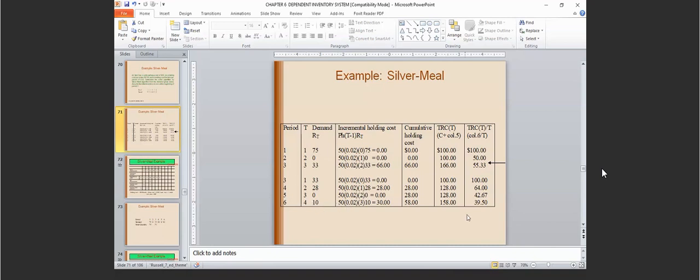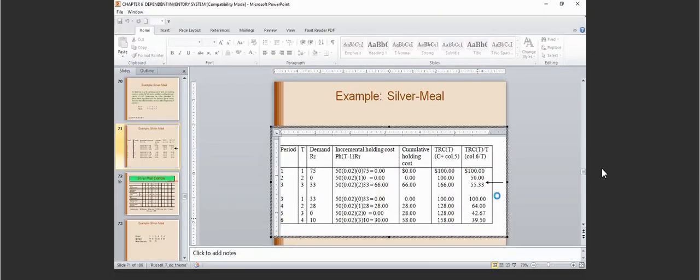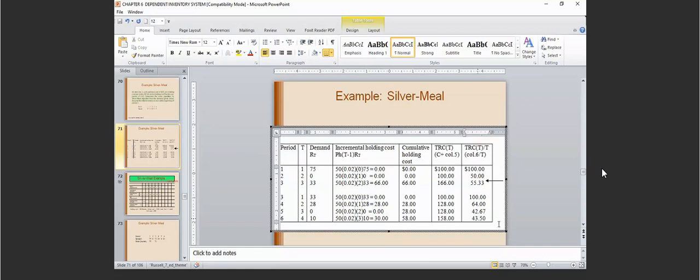Andai kata pada period ke-6 ini berlaku peningkatan, kan? Berlaku peningkatan. Okey, katakanlah di sini dia berlaku peningkatan. Katakanlah dia jadi di sini 43, kan? Bila jadi 43, ini menunjukkan bahawa berlaku peningkatan purata bagi total relevant cost di sini.